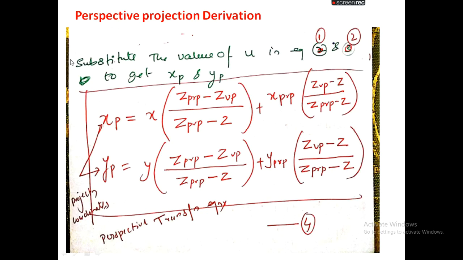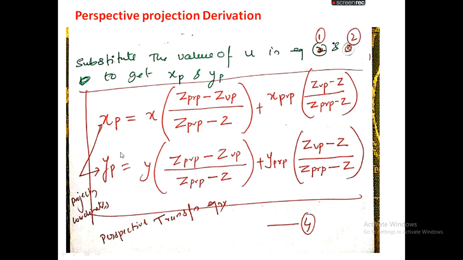Then after calculating u, now we need to substitute the u value you calculated in equation number 1 and 2. Then you will get the projection of the point P on the view plane with respect to the x-axis and with respect to the y-axis. So with respect to x-axis, I will get xp. With respect to y-axis, I will get yp.